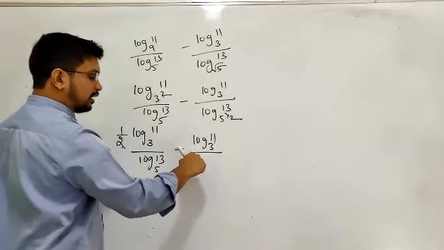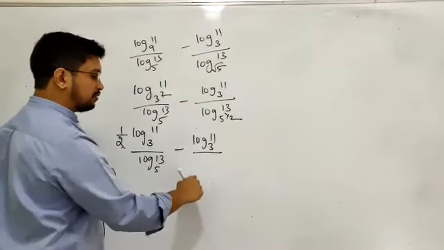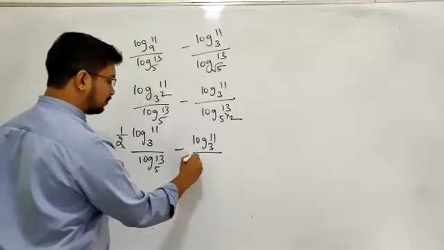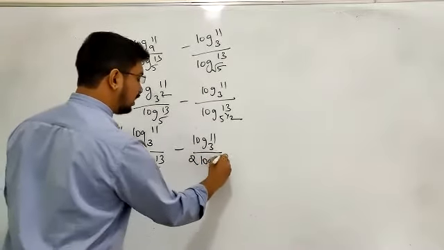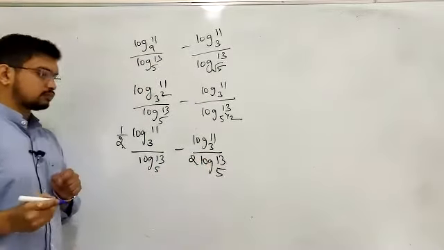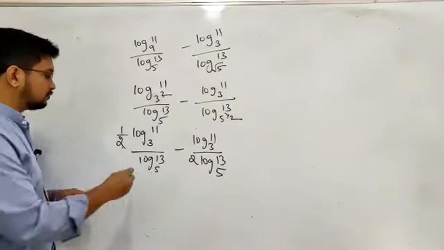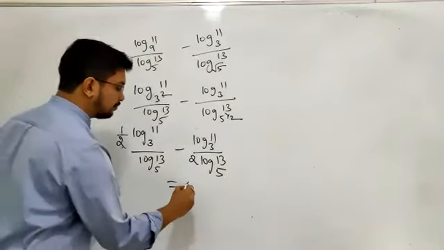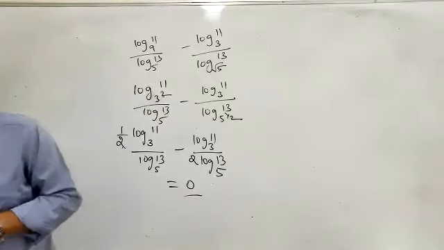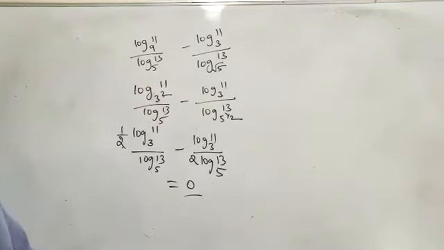This becomes 1 by 1 by 2. So this becomes 2 log 13 to the base 5. You see, both these terms are absolutely the same. This will be 0. So this value will be equal to 0.